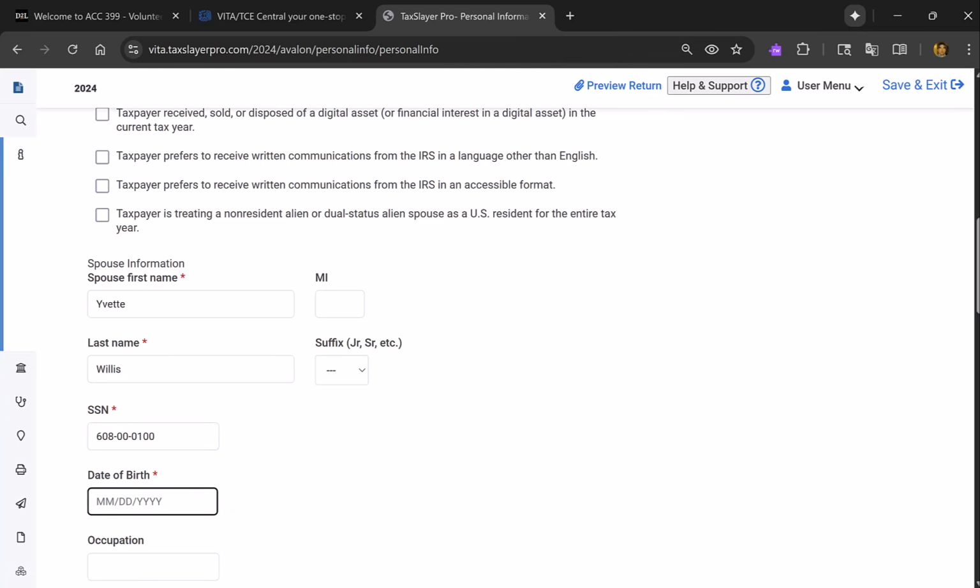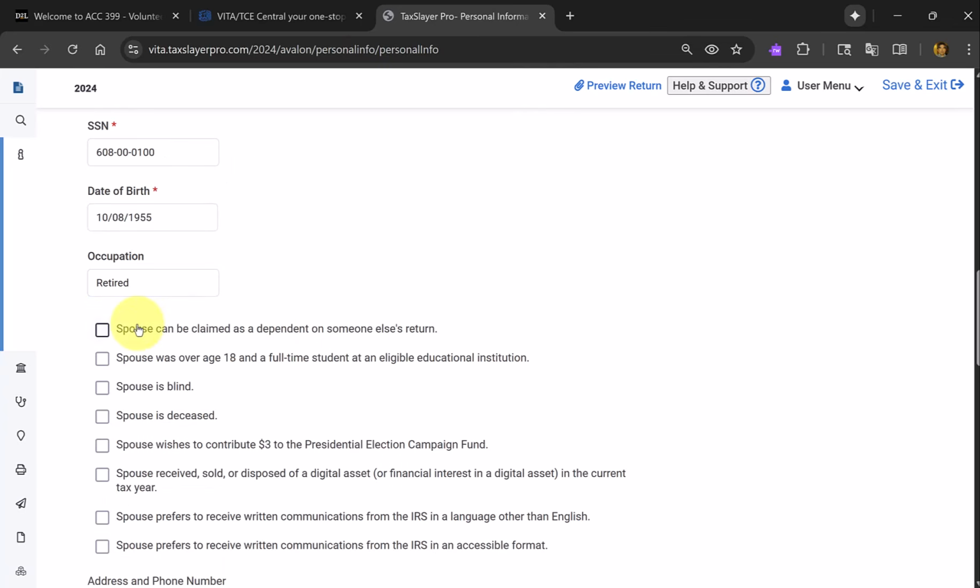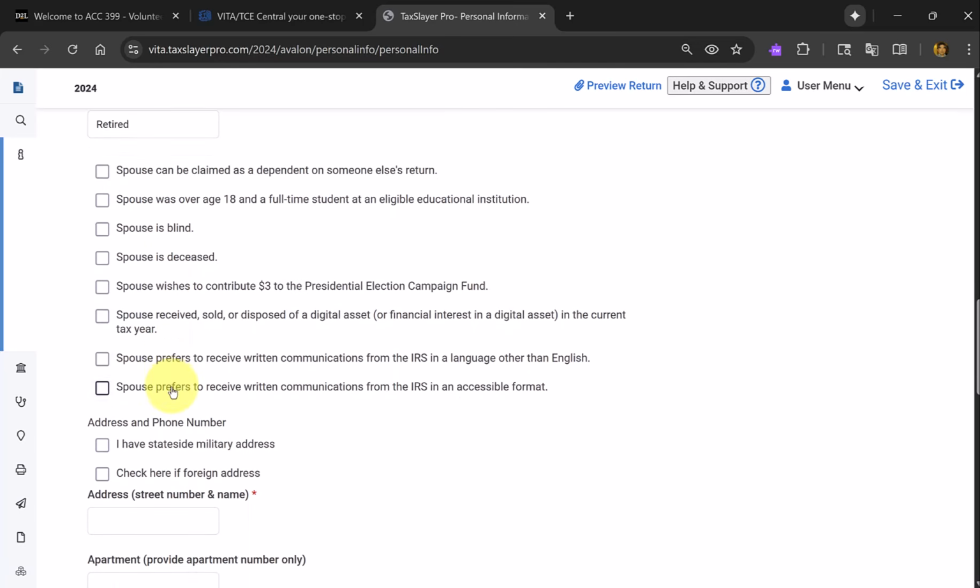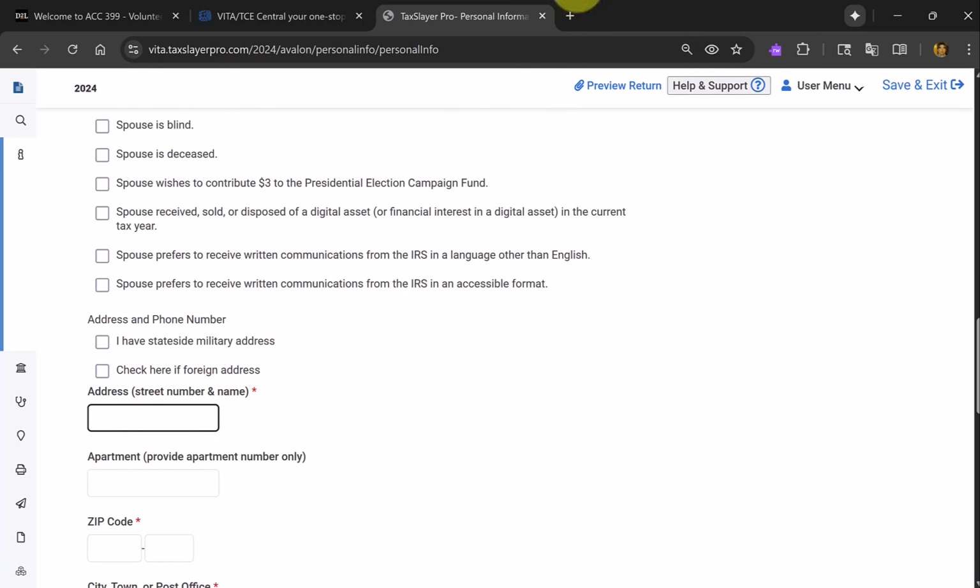Birth date, again, either on the intake sheet or driver's license. And she's entered herself as retired on the intake sheet. Okay, so none of these would apply. Their address. This is their official address that the IRS can use to contact them, and it can be a P.O. box. What I'm doing is I'm looking at their intake sheet address and I'm going to confirm with the taxpayers this is the address they want to use.